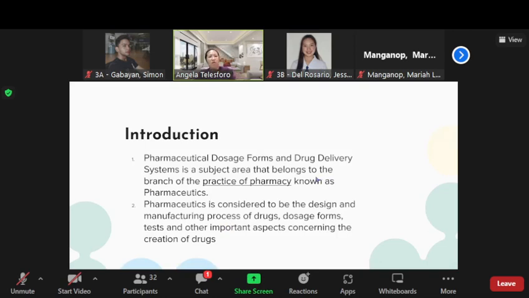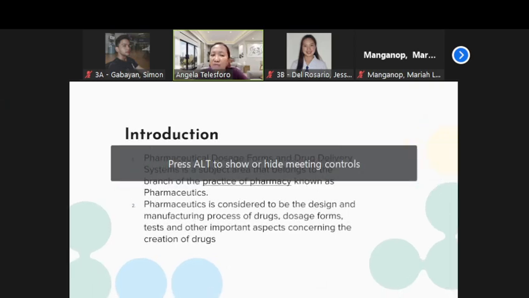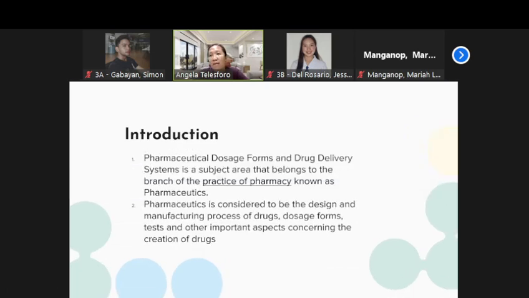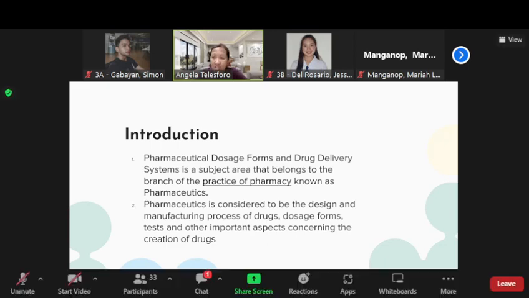So as an introduction, let us try to define what is DDS. So pharmaceutical dosage form and drug delivery system is a subject area that belongs to the branch of practice of pharmacy known as pharmaceutics. Kaya nga in your SRF, pharmaceutics 201, pharmaceutics 203 ang manuf. So they are both under pharmaceutics. So ang pharmaceutics is the design and manufacturing process of drugs, dosage forms, tests, and other important aspects concerning the creation of drugs. So this subject is one of the core subjects in pharmacy because it involves the basic knowledge on how you are going to make your drugs.